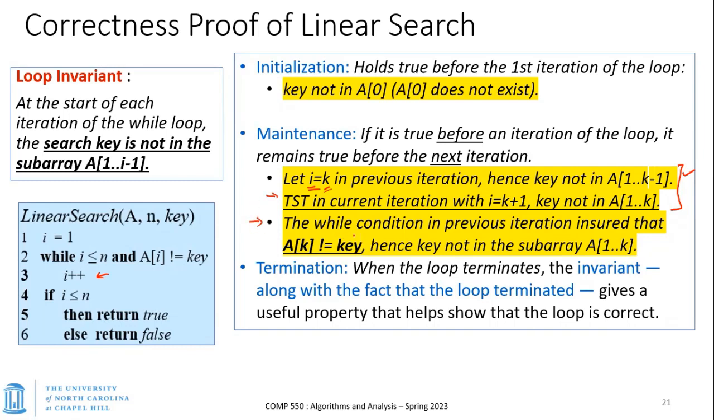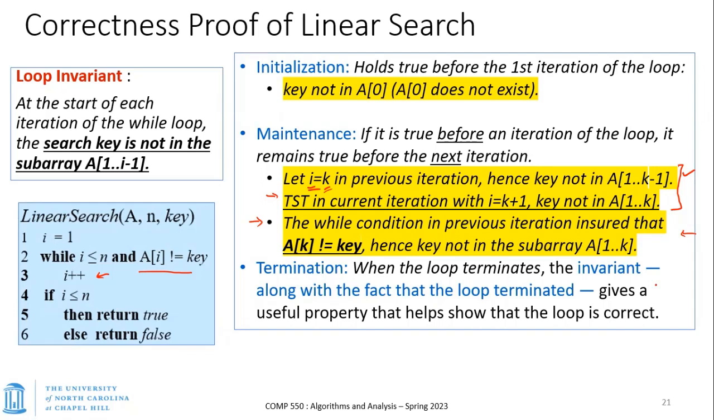Now, this is the simple proof. We're saying that the while condition in the previous iteration ensured that the key is not in the subarray A1 through k, because if it was there, it would have had to be in the kth index, this condition would have been true, and you would not have iterated the loop. You would have just gone forward, so the loop would have terminated. Hopefully, for the maintenance, I've gone through it in more detail than perhaps I needed to, but I wanted to make sure that you can follow the thought process.